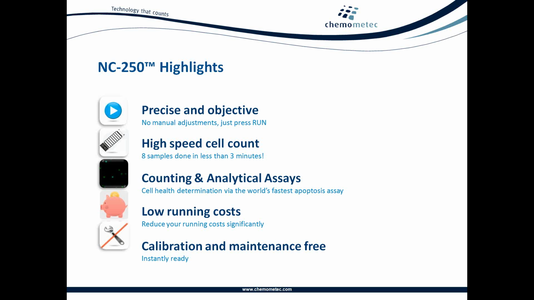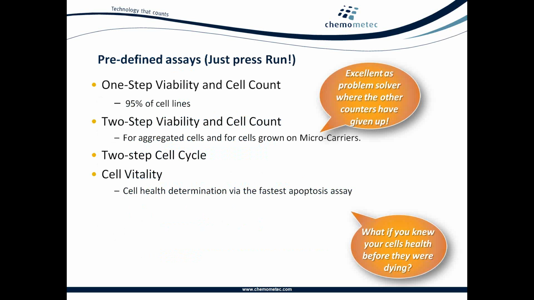And we have the cell cycle profiling, all on a low running cost, and there is no calibration, maintenance, service, or anything. So once you have it, just run it, and you just keep going with it. So the predefined assay in this one, just press run, get the one-step viability cell count. That covers 95% of all cell lines, including most of the primary cells you work with, the mammalian cells.